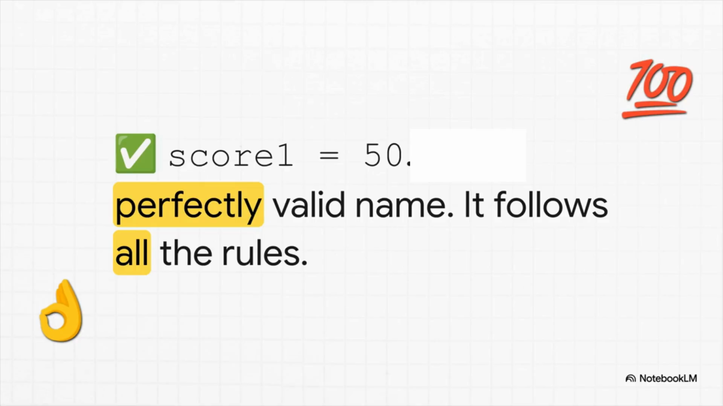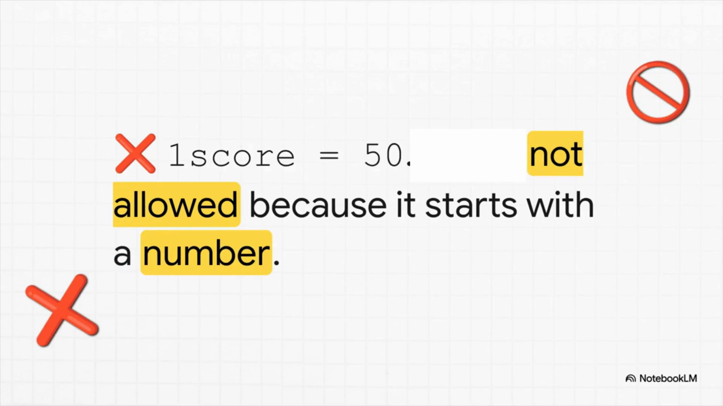How about score1? Yep, this one's perfectly fine too. It starts with a letter, it uses a number, totally legit. You could easily see yourself using this if you had to track, say, the score for player 1, player 2, and so on. And here we have a classic mistake.